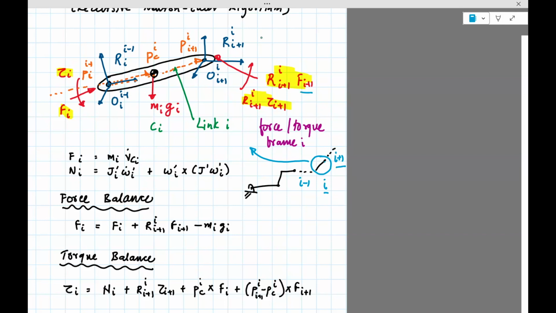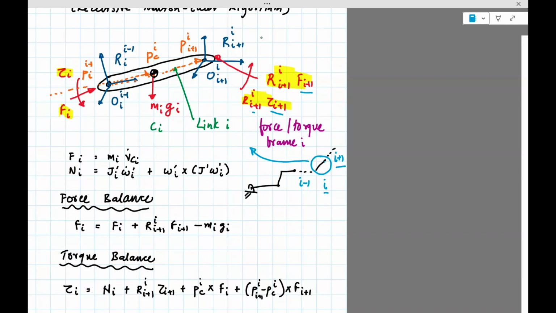So there's a force and a torque. The reason there's a rotation matrix here is that we try to convert all the forces from frame I plus 1 to frame I. So this force F is in frame I plus 1. So you have F I plus 1 and torque I plus 1, and by multiplying with the right rotation matrix, you get it in frame I.